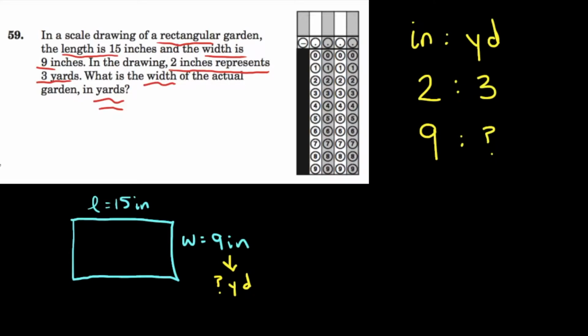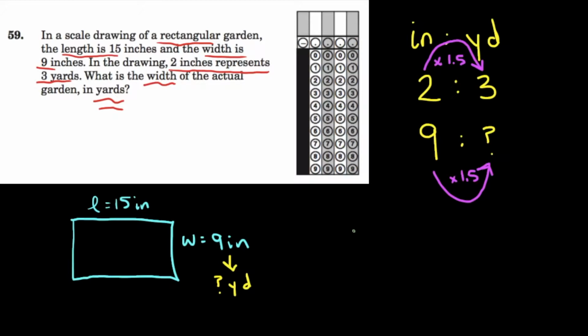And there's a couple of different ways we could go here. I mean, I have all the information I need on the left and everything I need on top. It's really just a matter of preference. I'm going to look at this 2 and say, okay, that was multiplied by 1.5 to get 3. So if I do the same thing to 9, I should know how many yards that is.